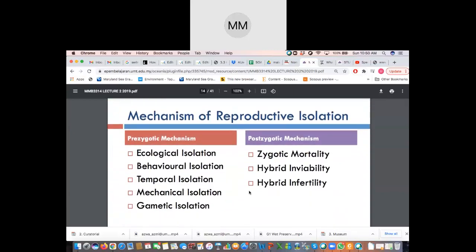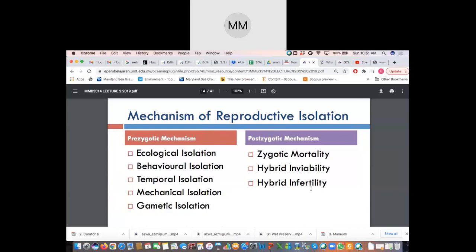So with the prezygotic and postzygotic mechanisms, we have ecological, behavioral, temporal, mechanical, and gametic for prezygotic. And for postzygotic, we have zygotic mortality, meaning it's dead, hybrid inviability, and hybrid infertility, meaning they're able to grow, but later on they're unable. They actually grow to adulthood, but they're not fertile.